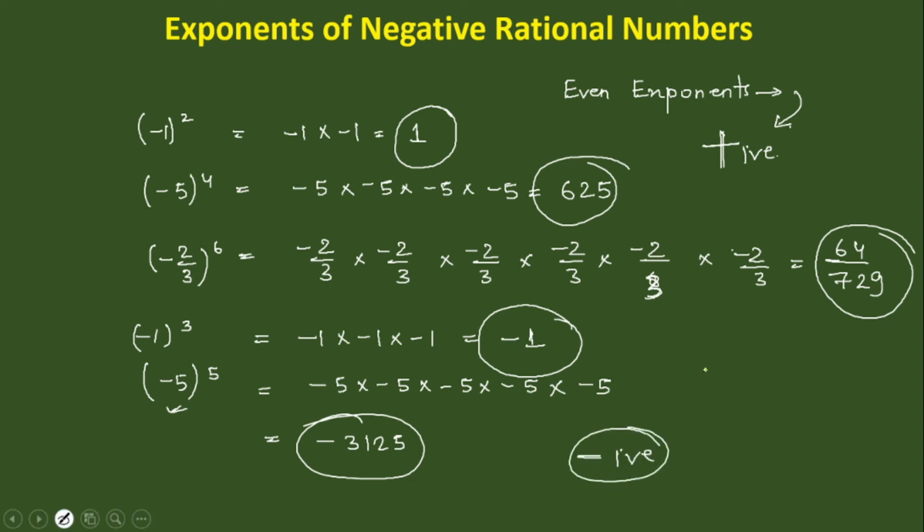So from above we can conclude that if p is a rational number and the exponent of that p is even, then your answer is always positive. And if the exponent of that p is odd, then your answer is negative.